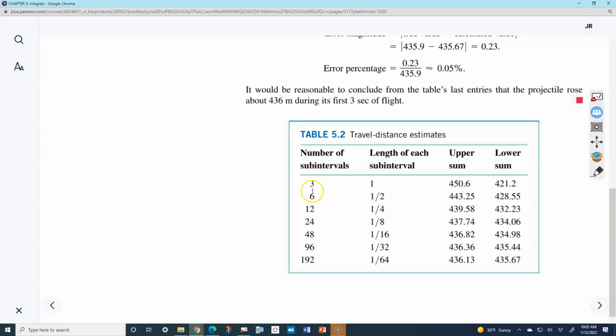All right, they provide a table for us. They went all the way to 192 subintervals, so that they broke those 3 seconds up into 192 sections. And when they did that, they got an upper sum of 436.13 and a lower sum of 435.67. So we could then reasonably say that it went probably about 436 meters, somewhere between those two values.